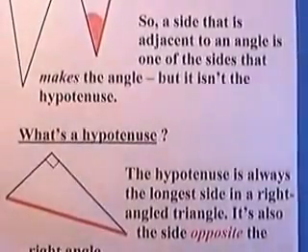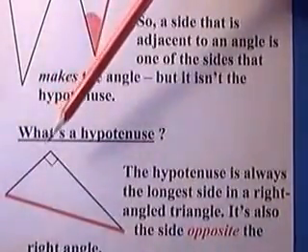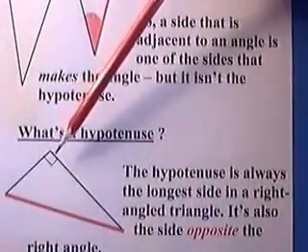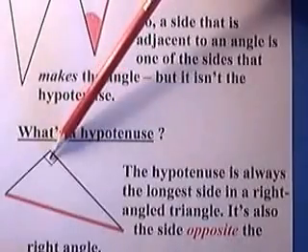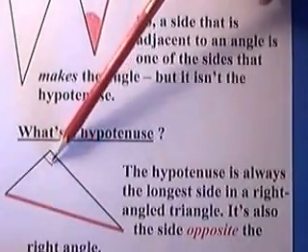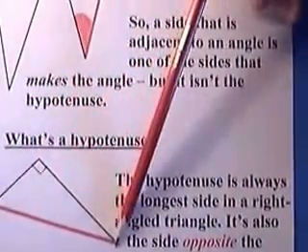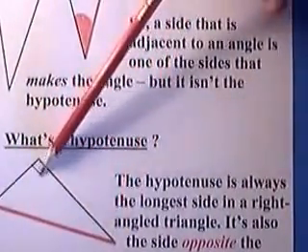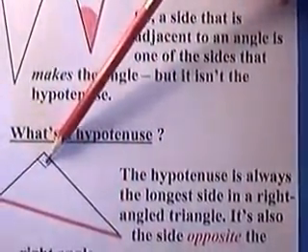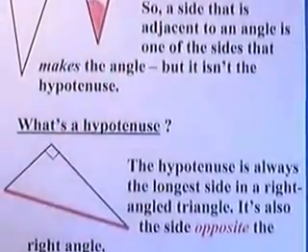Well, the hypotenuse is always the longest side in a right angle triangle, and it's the side which is opposite to the right angle. Okay? This is the longest side, and it's opposite to that right angle there. Simple as that. Okay.